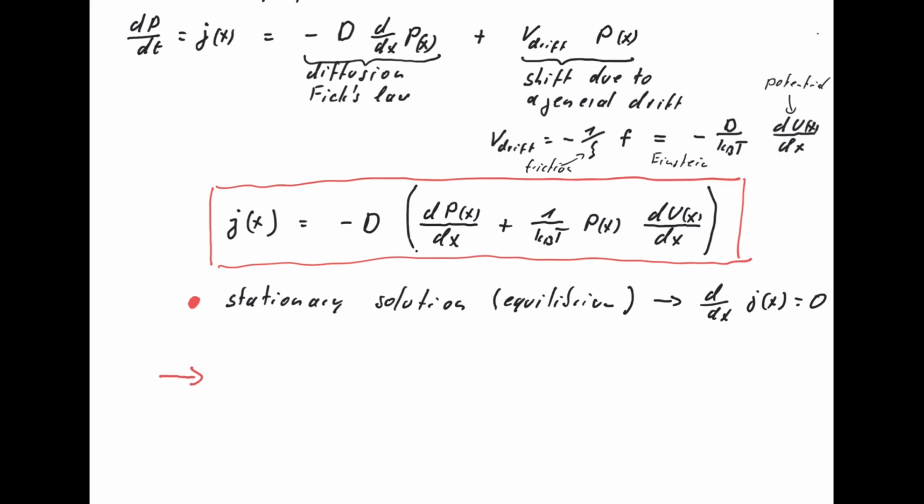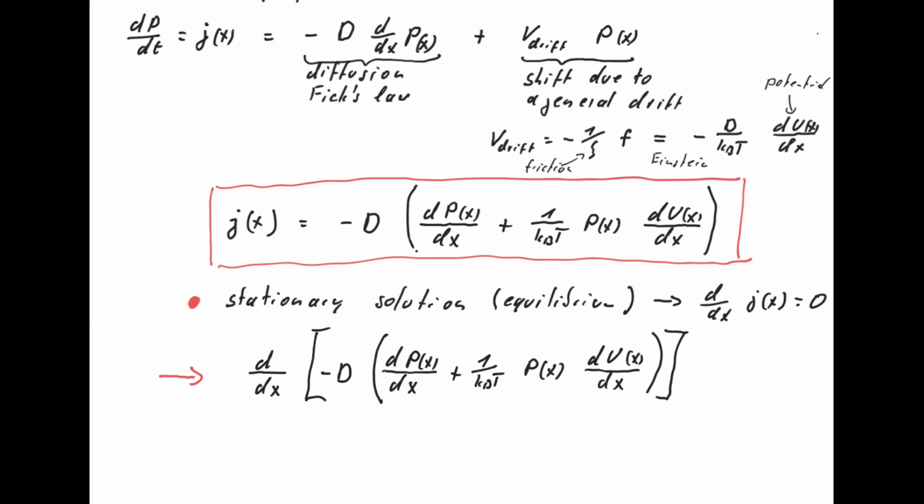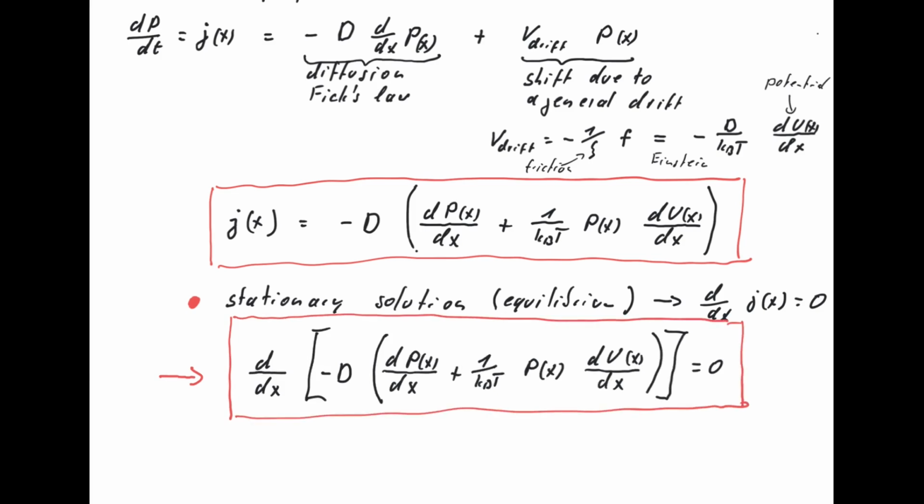Hence, using also that requirement, we finally come to the final equation that the gradient of the flux, given by minus D times the gradient of P of x plus 1 divided by kBT P of x times the gradient of the potential, must be equal to 0. Because this equation is so important, it also got a name, and that is the Smoluchowski equation.